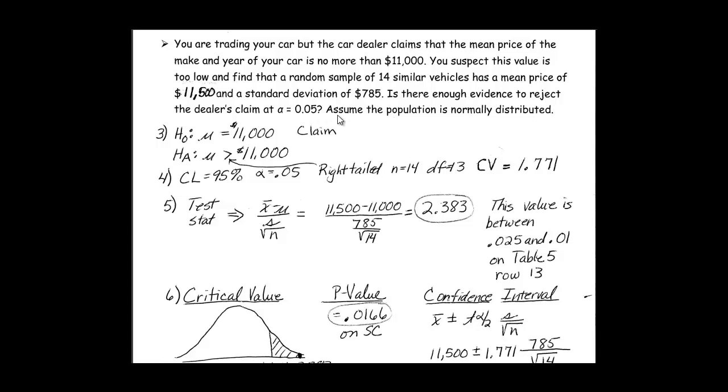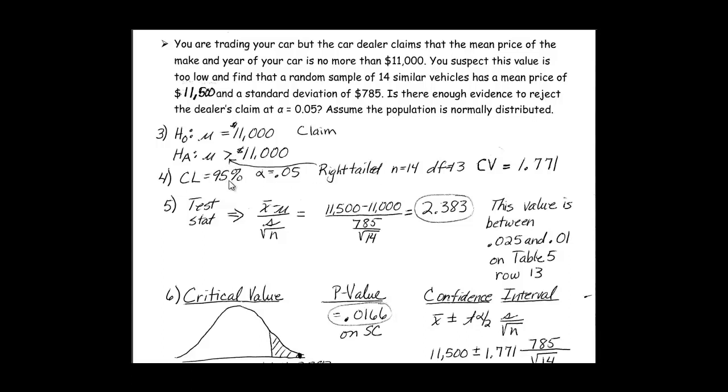Okay, so this is a little tricky in terms of deciding what kind of test we have going on here. We know that our null hypothesis, we are testing, is that the mean is equal to $11,000 because that's the dealer's claim. But you think he is low, therefore you think the mean is higher than 11,000. So our alternate hypothesis is that the mean is greater than 11,000. And because this is a greater than sign here, we know that this is a right-tailed test.